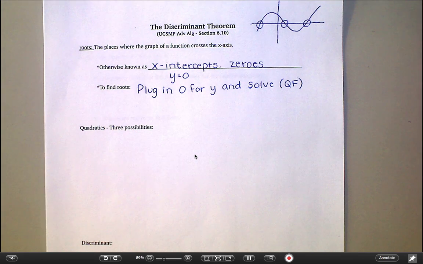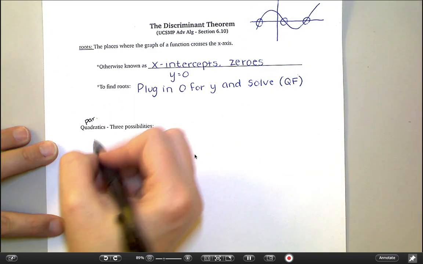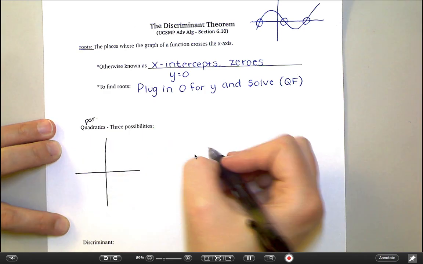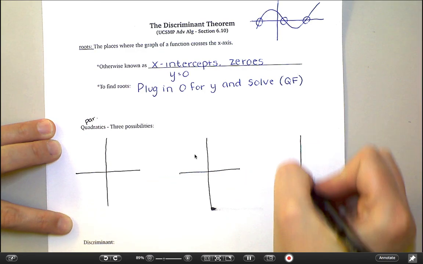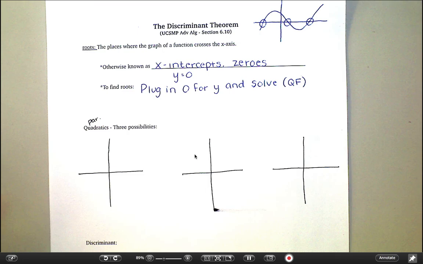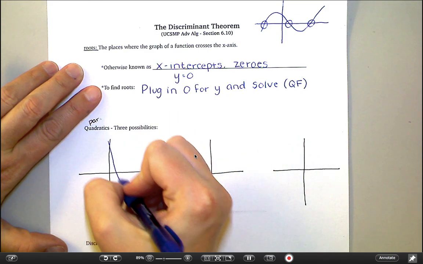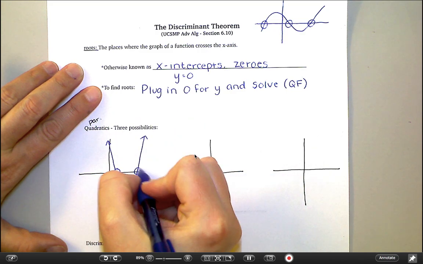Okay, let me grab a different color here real quick. When we're talking about quadratics, and remember the graphs of those are going to be parabolas, there are 3 different possibilities in terms of the graph. So I'm going to sketch 3 graphs here. There's 3 different things that can happen. Probably what you're most used to is a parabola that comes down and comes back up. And then you can see that here we have 2 roots.